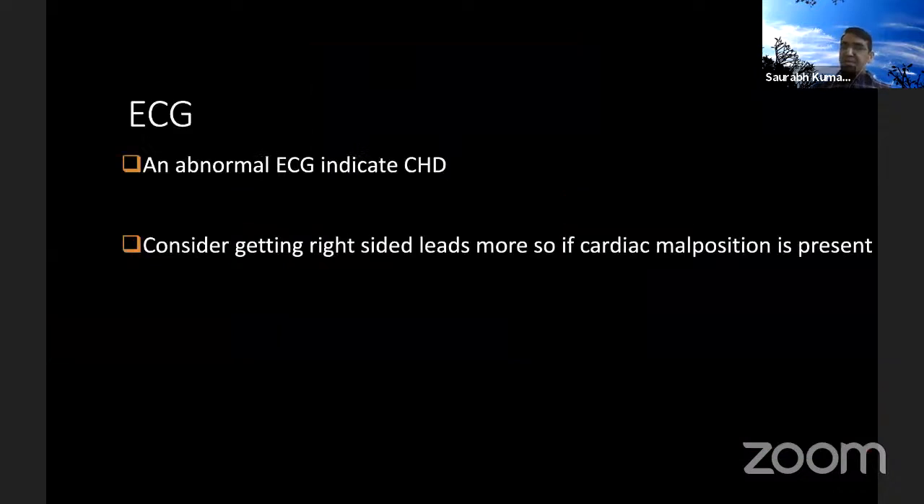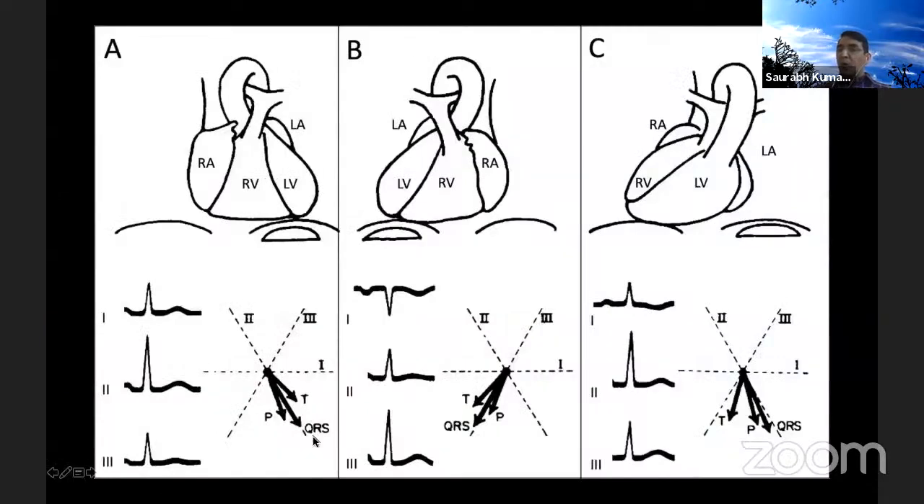Now coming to ECG, an abnormal ECG indicates CHD. Consider getting right-sided leads, more so if cardiac malposition is present in a patient based on the clinical evaluation. Now, ECG can give us clues about situs again. So this is in the setting of situs solitus with normally connected, normally arranged right atrium on the right, left atrium on the left. And as you can see, P wave axis is in this direction.